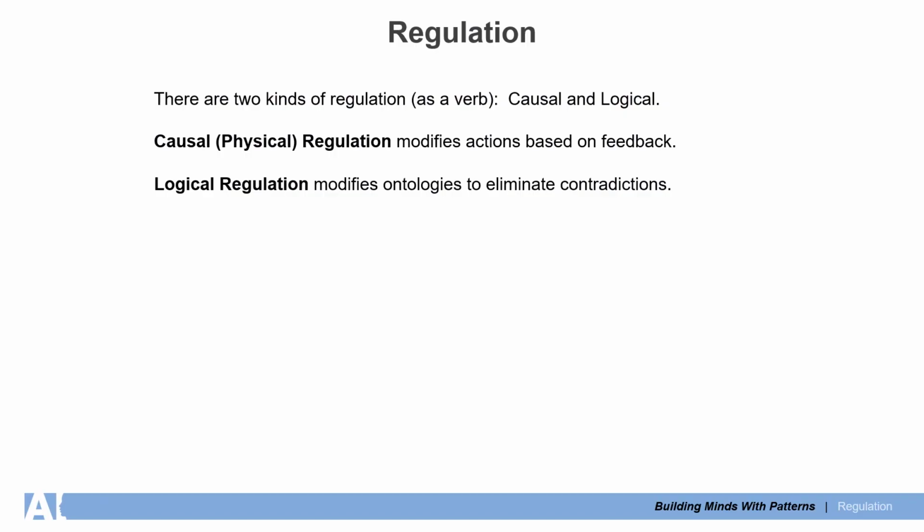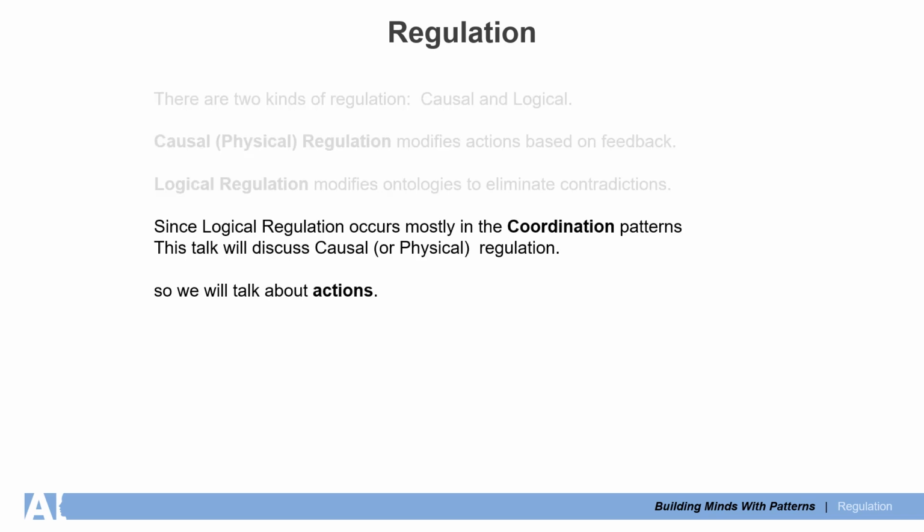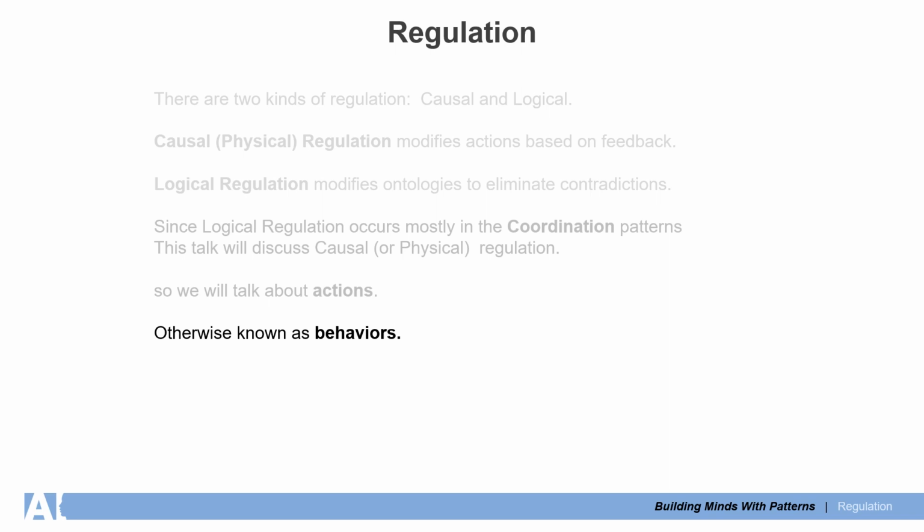As a verb, we can consider two forms of regulation, causal and logical. Causal or physical regulation modifies actions based on feedback. Logical regulation modifies ontologies or taxonomies in order to eliminate contradictions. Since logical regulation occurs mostly in the coordination design patterns, this talk will discuss causal or physical regulation. So we will start by discussing actions, otherwise called behaviors, and sometimes called rules.